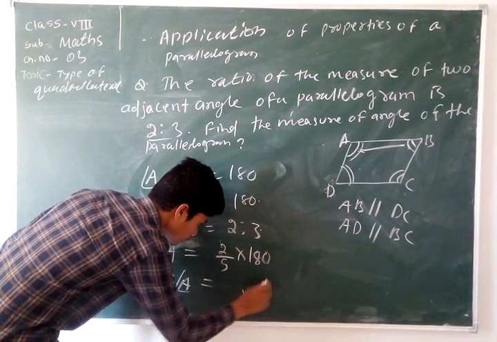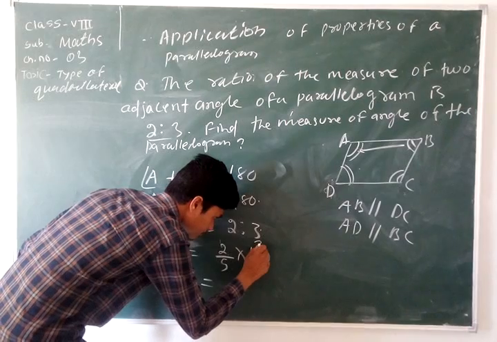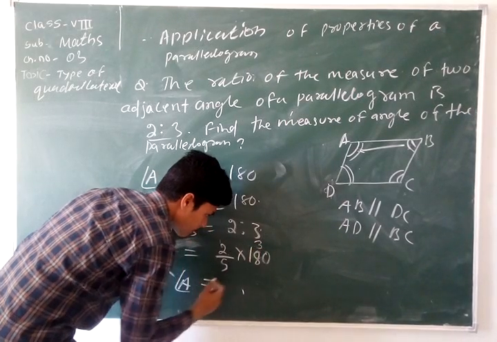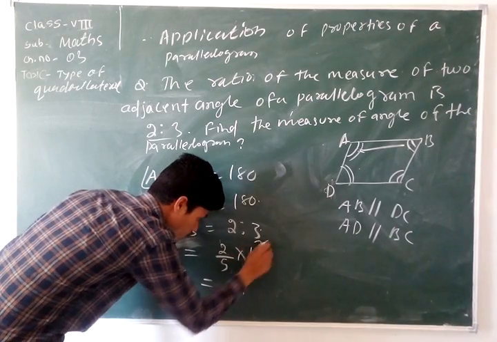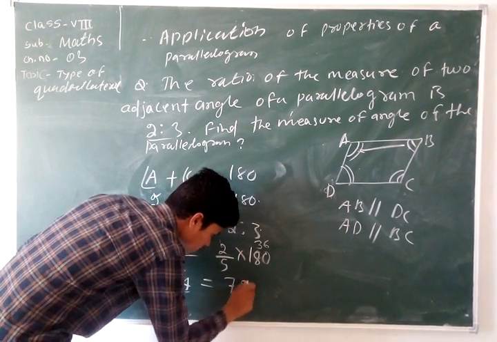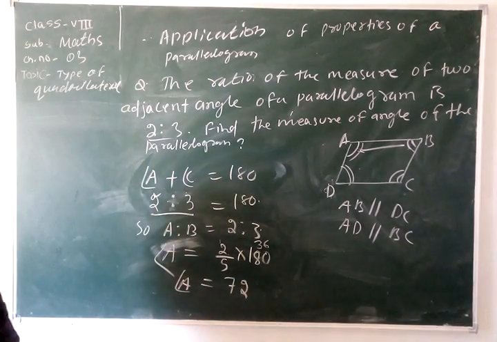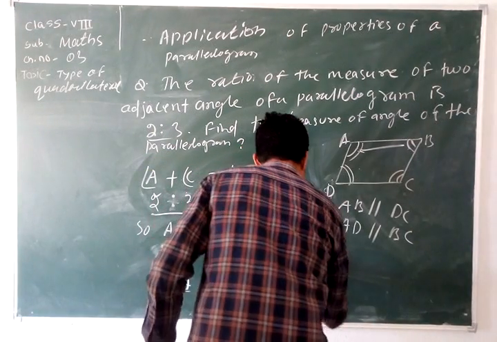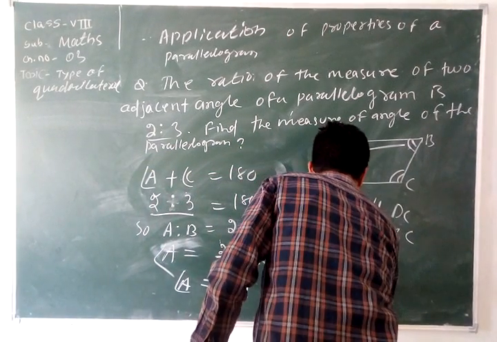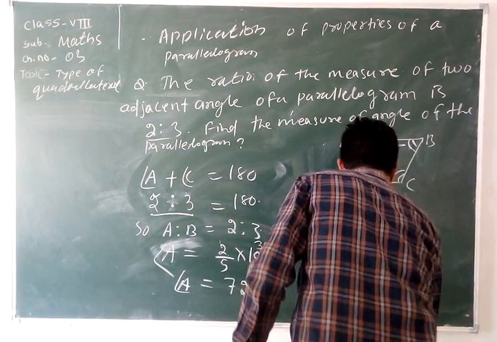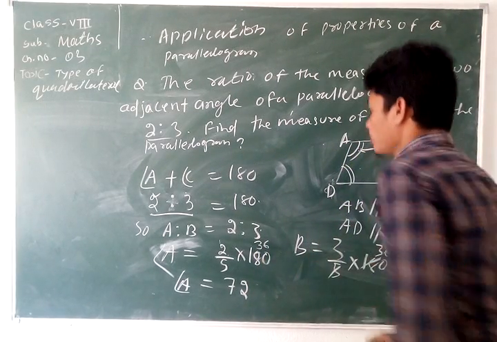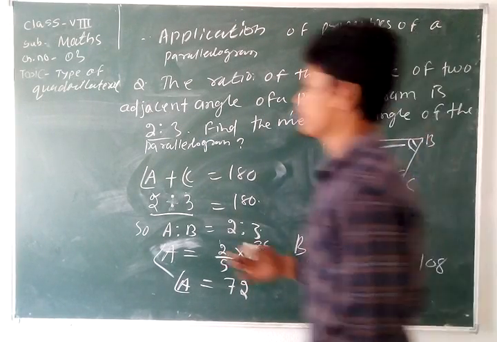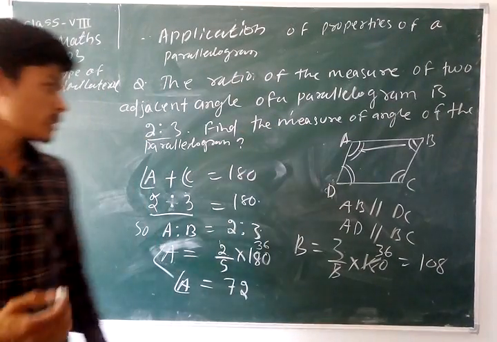A equal to 2 by 5 into 180. 5 threes are 15, 5 sixes are 30, 36, and 36 twos are 72. A equal to 72. Then B equal to what? We can find it easily: B equal to 3 by 5 into 180, which is 108. We got the answers for A and B. Then opposite angles are equal.